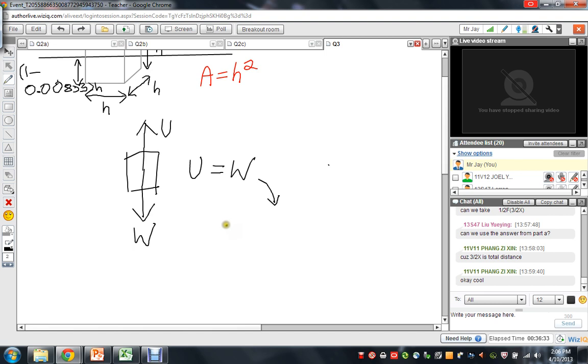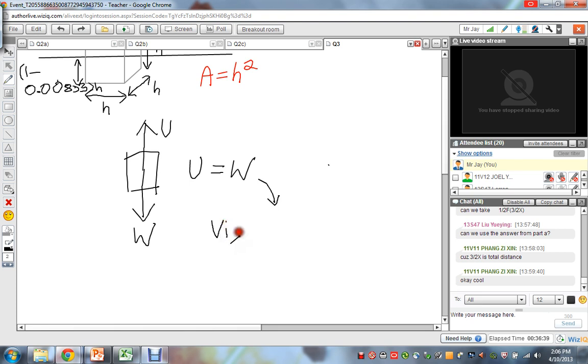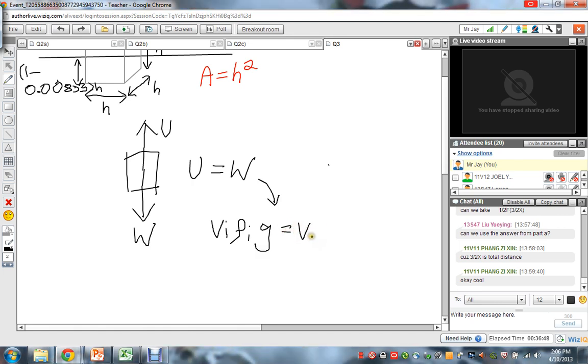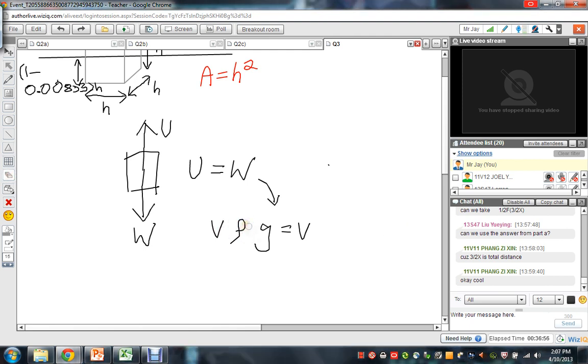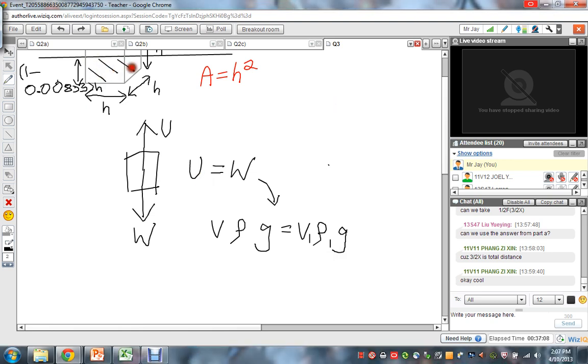Upthrust is nothing but the weight of the fluid displaced. The weight of the object is the volume of the ice times the density of the ice times g. Whereas the upthrust is equal to the amount of fluid displaced, which is this amount here, the volume of the water displaced times the density of the water times g. I'll say one more time.